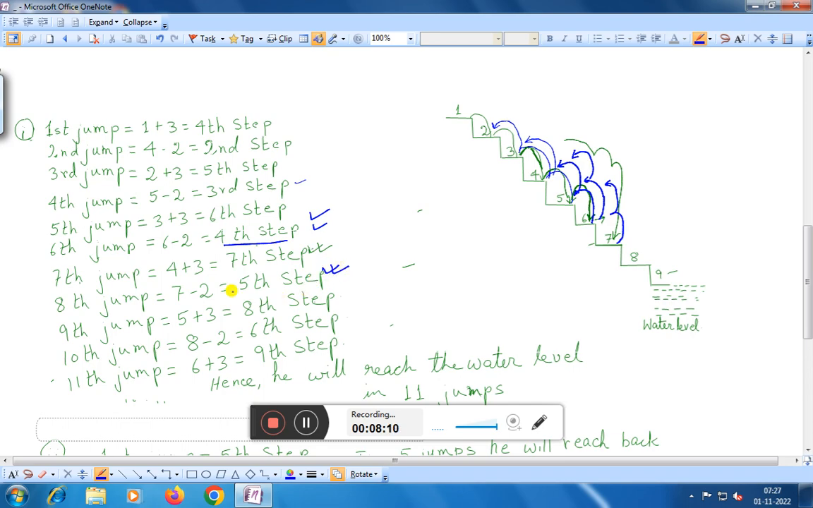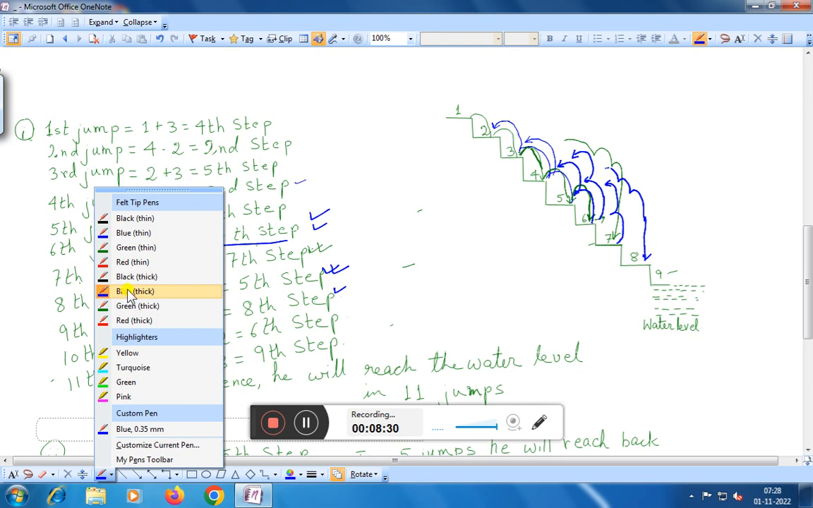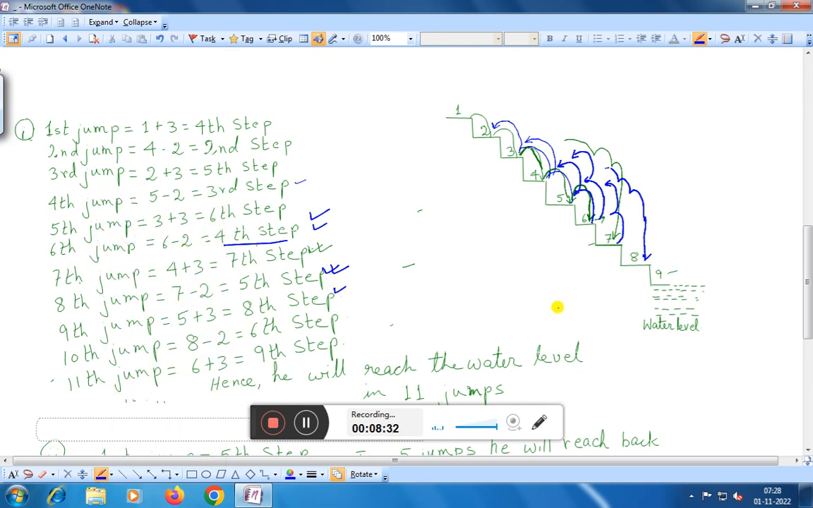Fifth step. Again 5 plus 3 is 8. From here it comes 6, 7, 8. Now he comes to the 8th step, right? This is the 8th step. And again backward 2 steps, from 8 he goes with the blue line, 7 and the 6th step, right?